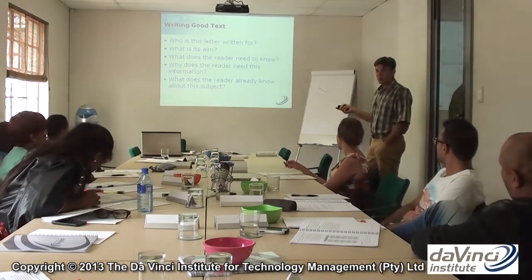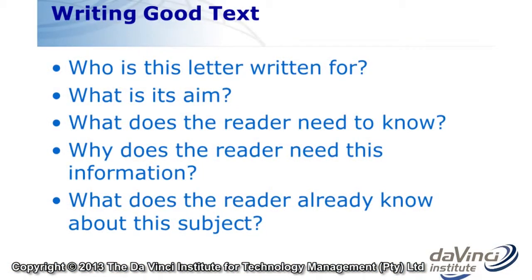What is its aim? What are we aiming to prove here or to achieve? What does the reader need to know? Very important. When is enough enough? Are we giving the reader too much information or too little information? Why does the reader need to know this information? That's an important one. So I want Brandon to understand this particular acronym, but why? Why is it important? And you need to define it.